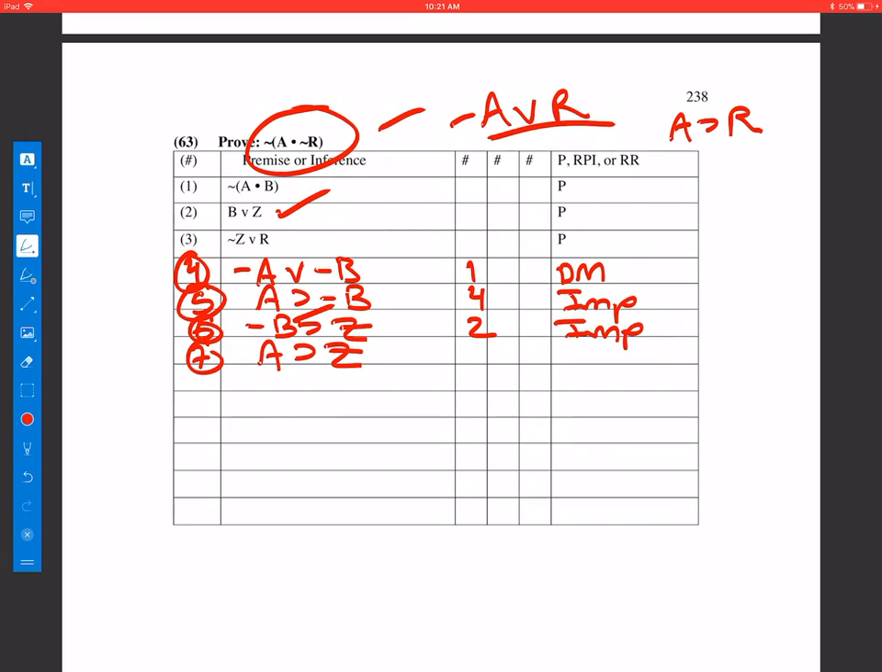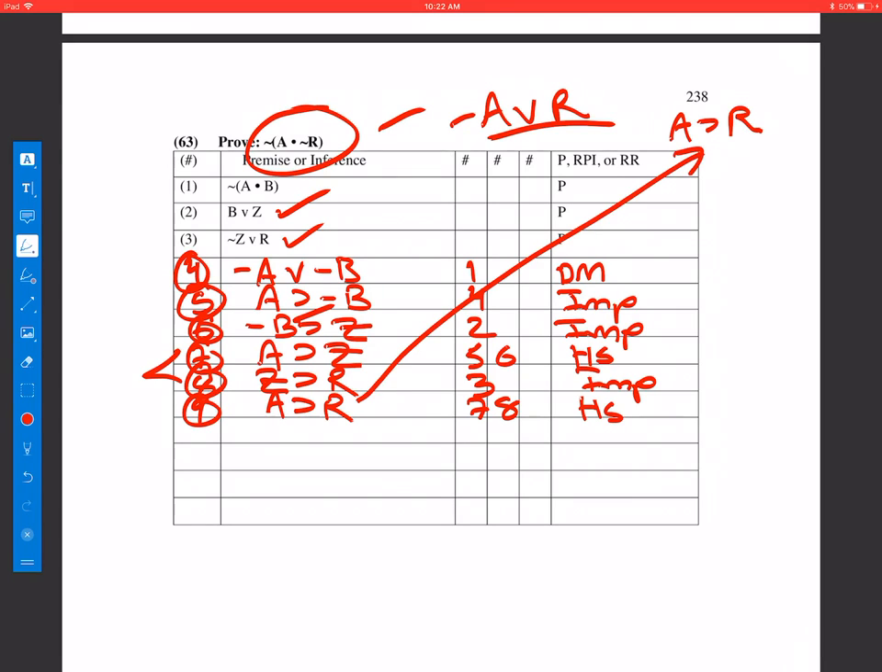And now notice that 5 and 6, we can do a hypothetical syllogism between them, and we get A then Z. Not much of an improvement, 5 and 6 HS. But now notice 3. I can convert that into an if then, and I get Z then R. 3 implication. And 7 and 8 can be hooked together by hypothetical syllogism to get A then R. 7 and 8 HS. And now notice that this is this result, so I know that I can work my way back to what we need.